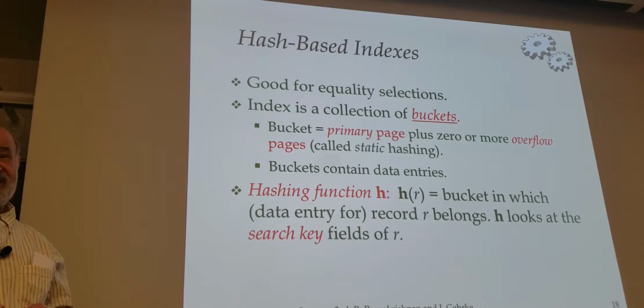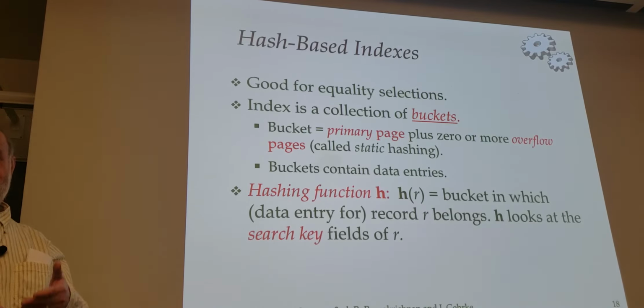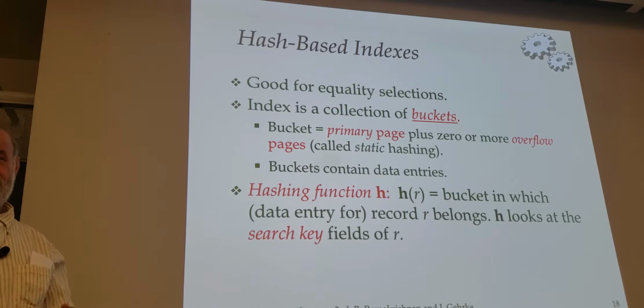Well, yes, sort of. If I'm searching for everybody whose age is between 20 and 25, I can look up 20, I can look up 21, I can look up 22, I can look up 23, I can look up 24, I can look up 25. So hashing kind of supports being able to do range searches.